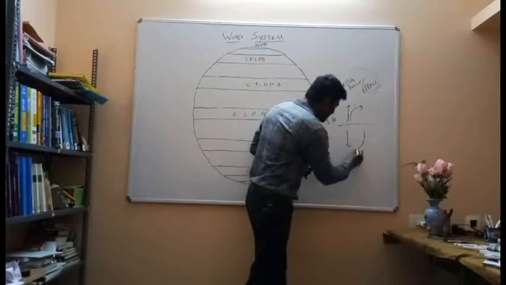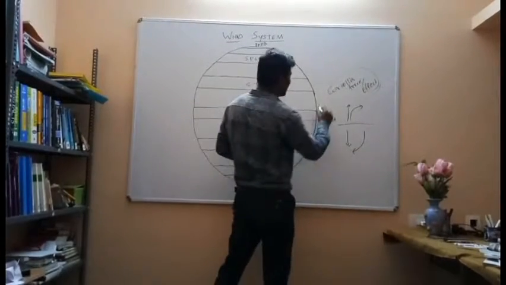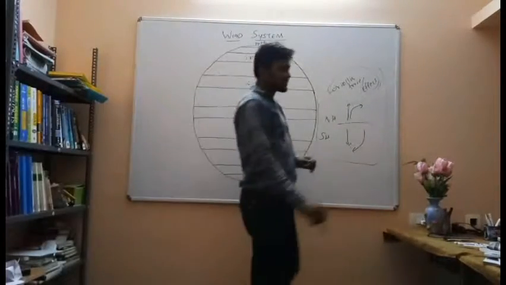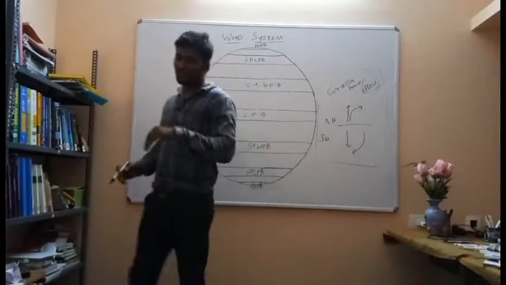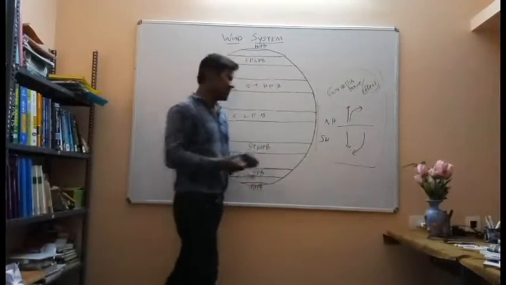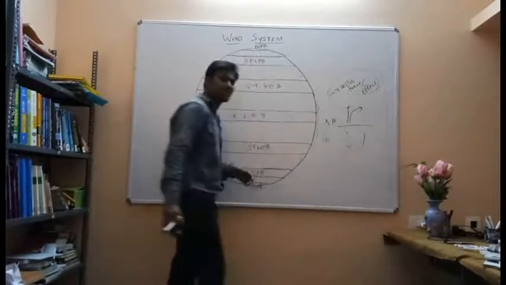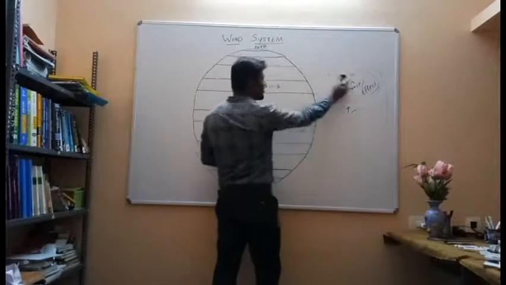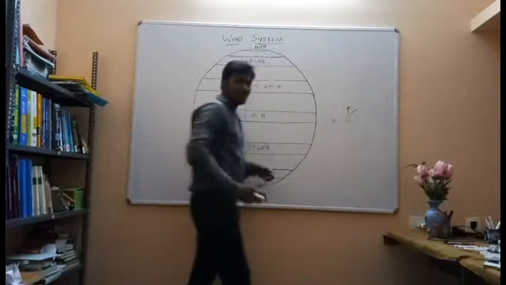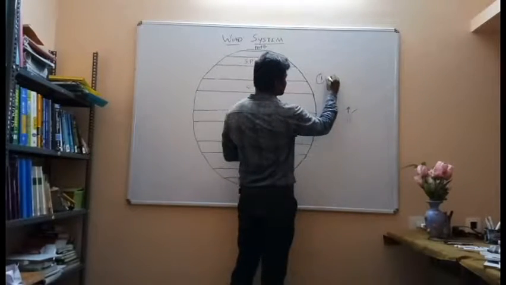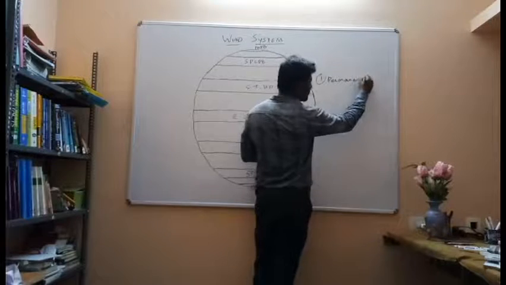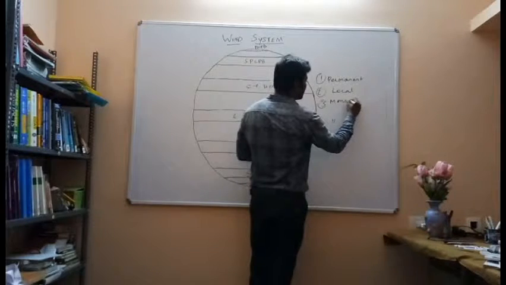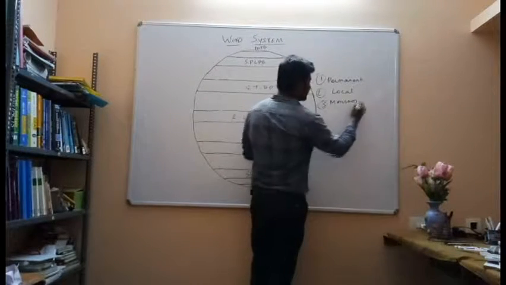So this is called Coriolis force. Simply, Coriolis force is nothing but the deflection factor: the wind is deflected towards the right in the northern hemisphere, and towards its left in the southern hemisphere. This Coriolis effect is the basis of the wind system. Generally, when we talk about winds, we have three types of wind systems: permanent winds, local winds, and monsoon winds.